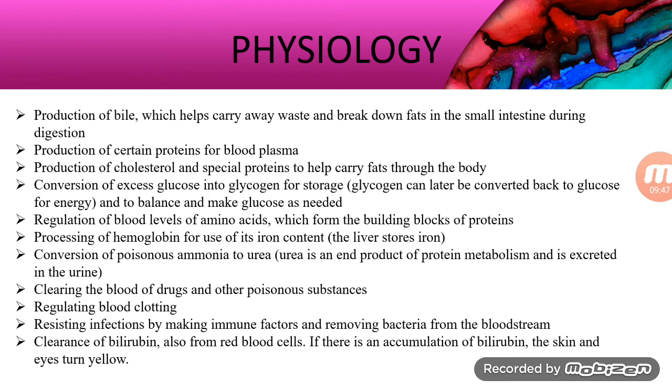And the next one is clearance of bilirubin, also from red blood cells. The bilirubin which is present in the red blood cells is also filtered by the liver. So if there is accumulation of a large amount of bilirubin in our body, in our blood, then there will be jaundice, okay, yellowish discoloration will be there. So maintaining the level of bilirubin by filtering the excess amount of bilirubin is also done by the liver. So these are the functions of the liver.